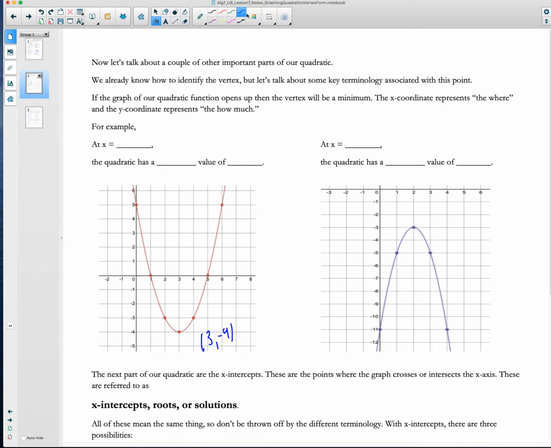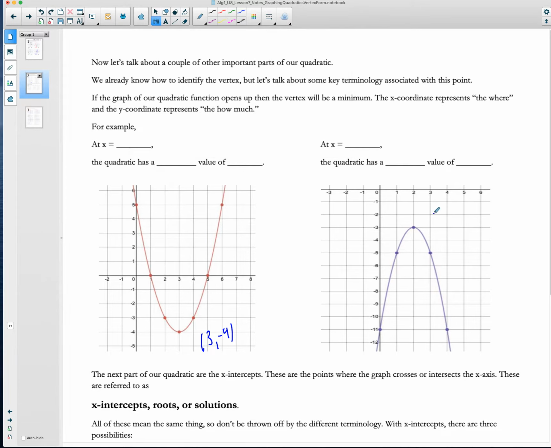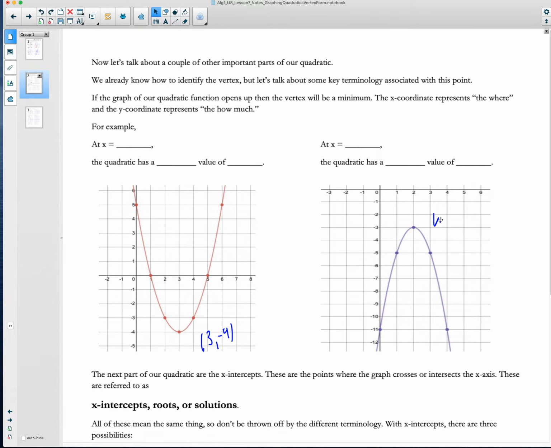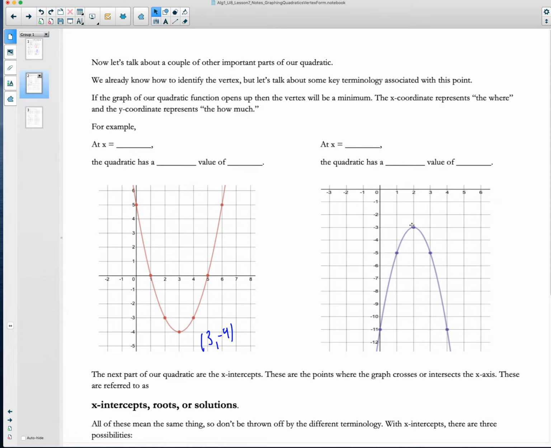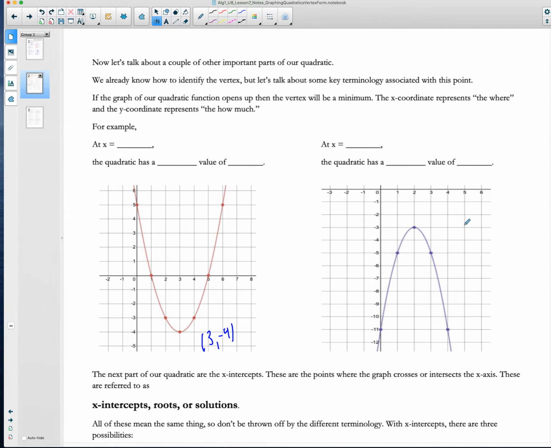Now, if I look at my next graph, I can see that the vertex here is... struggling with the writing today, not really wanting to write cleanly. If I look at this one, we can see that the vertex is 2, comma, -3.